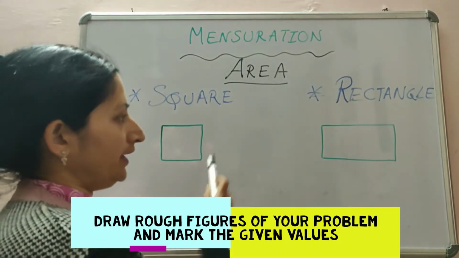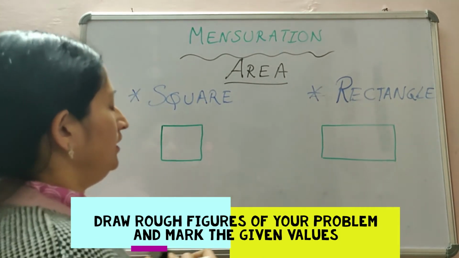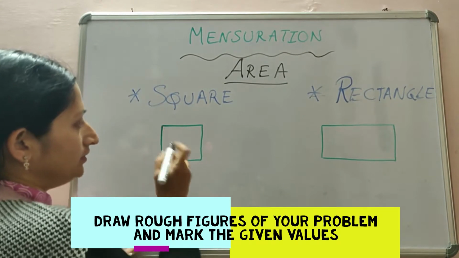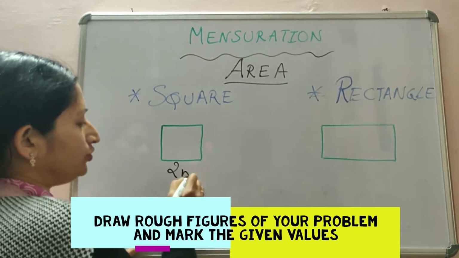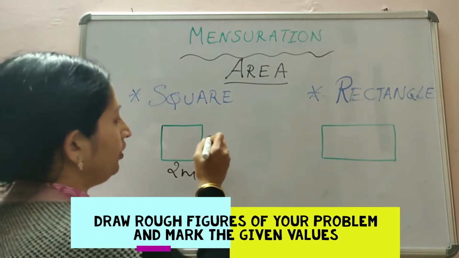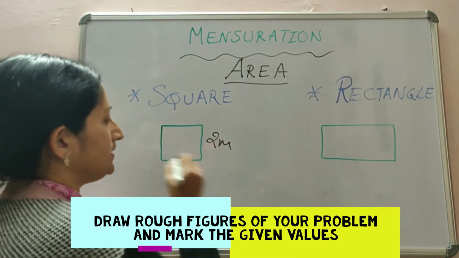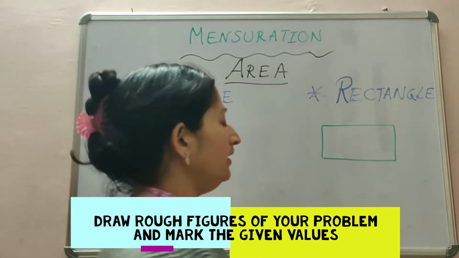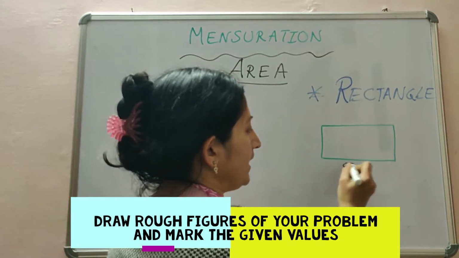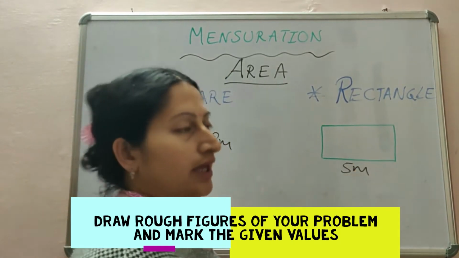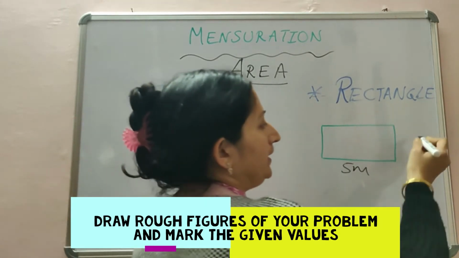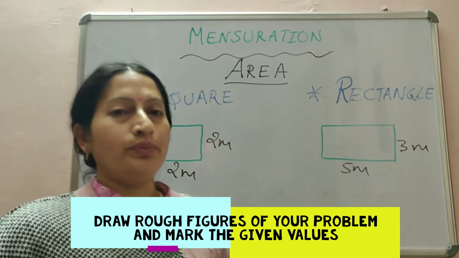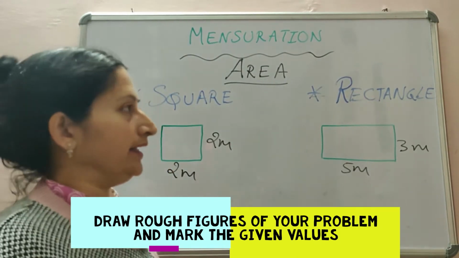We have a square and a rectangle. Suppose I am taking the length of the square to be 2 meter and breadth also 2 meter because it's a square. And here I am taking a rectangle whose length is 5 meter and breadth is 3 meters. Okay, so let's see what an area is.